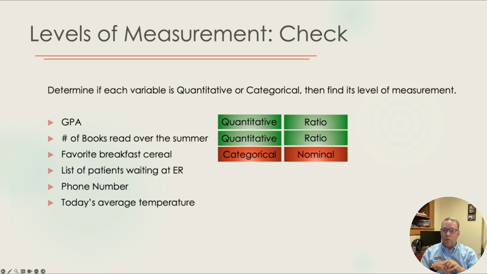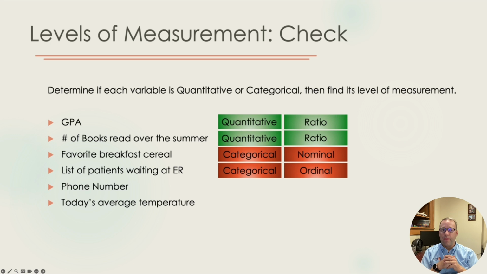List of patients waiting at the ER. It's a list of names. It's not numerical, so it's going to be categorical. Is it nominal or ordinal? Well, it's a list of patients waiting. There's an order in which they are waiting. The person at the top of the list is the next person to be admitted, and so on. So this would be an ordinal variable.